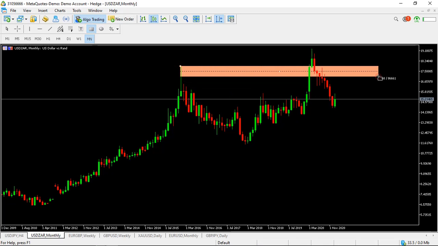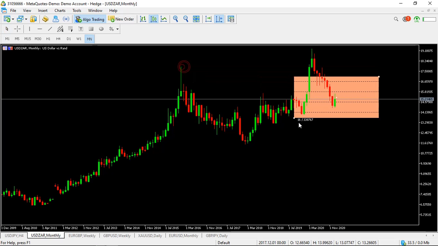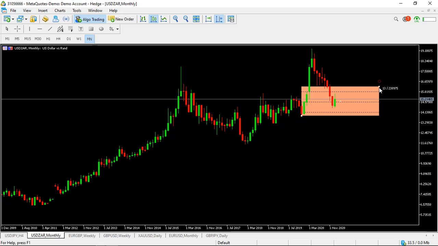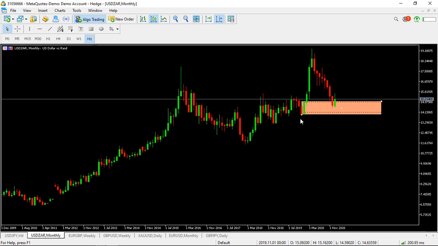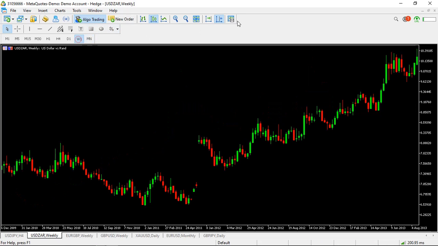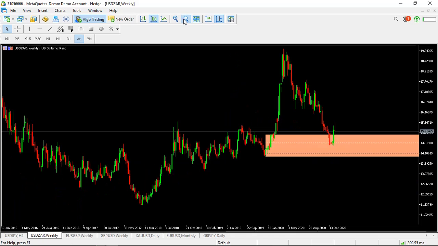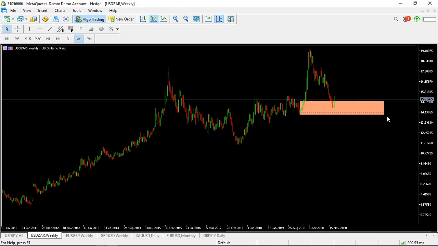Okay, and this highest high was broken by this level of demand. This is a monthly level of demand. Okay, so you can see that it is starting to react. Okay, let's go to our weekly.